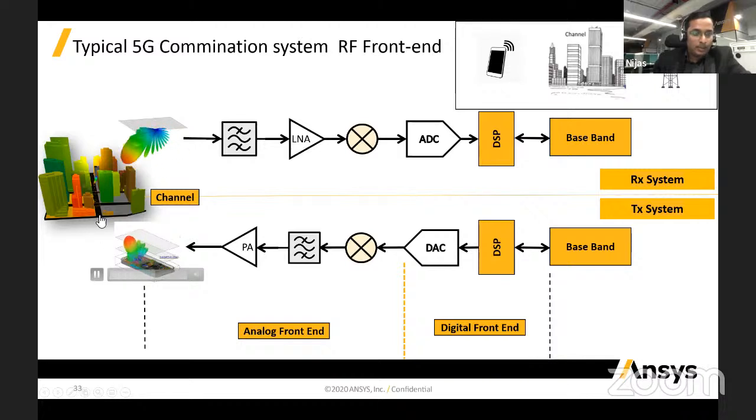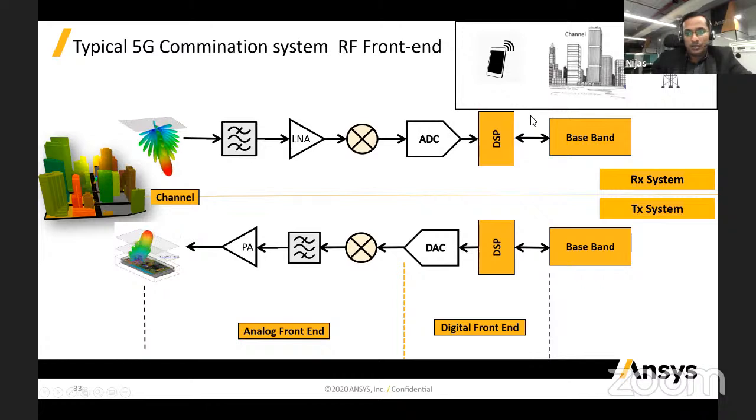This mobile normally sits in one of the buildings or on the roadside of this particular city. Your base station antenna may be on a tower or maybe on one of the buildings. The communication between the mobile and the base station antenna, that particular communication, we call the channel. Why is channel extraction important? I'll come to that. This is nothing but the link between the transmitter and receiver.